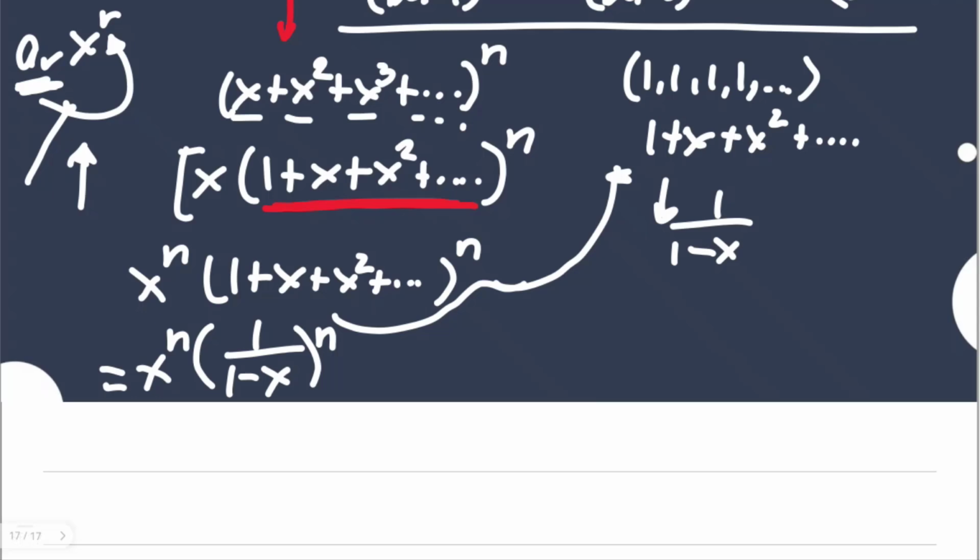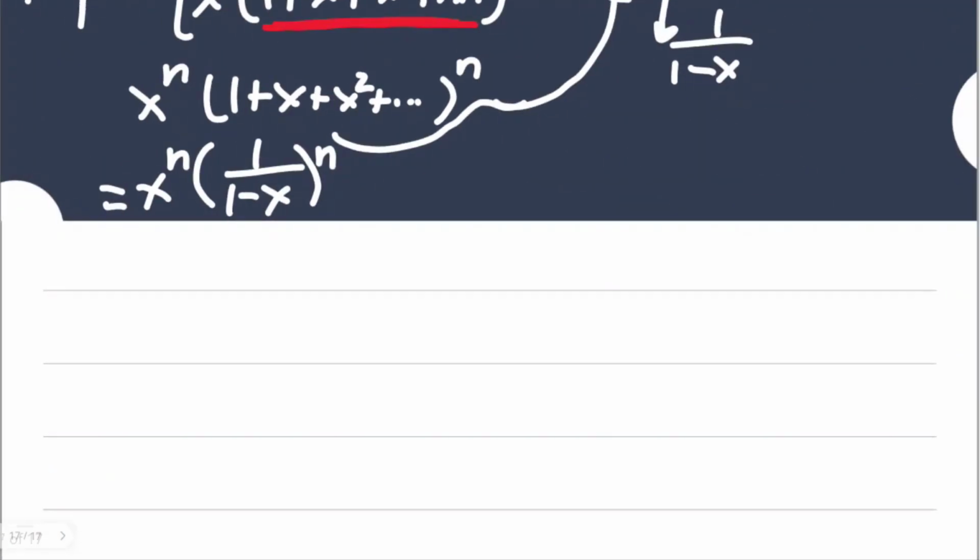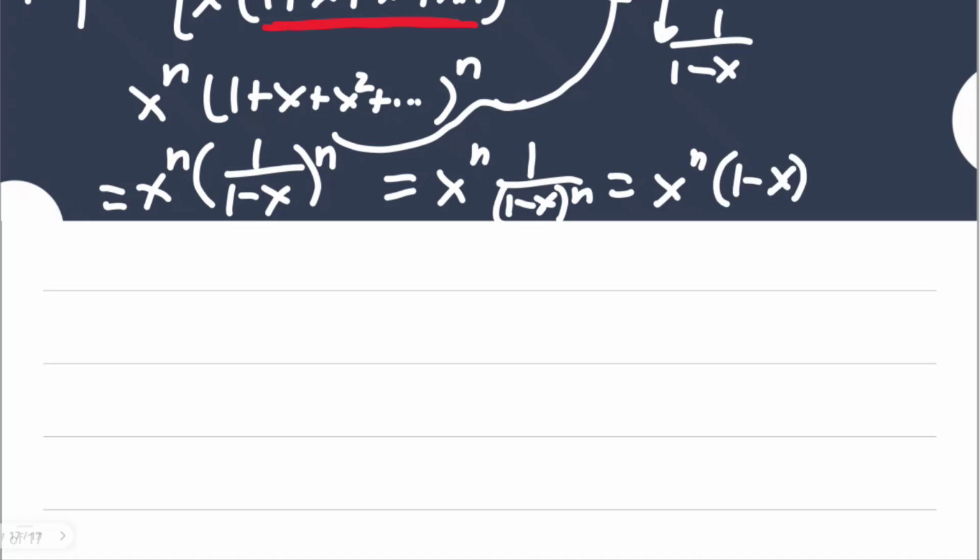So we are getting closer because x is already presented here. But take note, we are solving for A sub r, so we really need r to appear. Using the power law of exponent, this could be written as x to the power of n times 1 over 1 minus x to the power of n, which can then be written as x to the power of n times 1 minus x to the power of negative n. We're doing this because this one has an equivalent form as well, using the generalized binomial theorem video in this playlist.